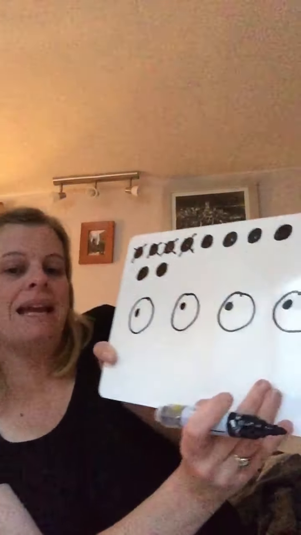So 1 on my first plate, cross it out. 1 on my next plate, cross it out. 1 on my next plate, cross it out. You'll be moving yours, won't you? You'll be physically moving your counters. 1 on this plate, cross it out. Look, I've got 1 on each plate now.